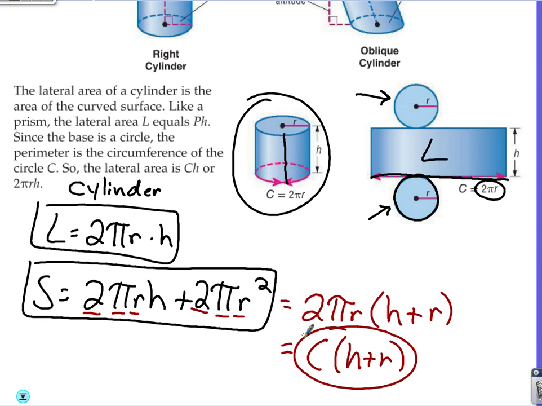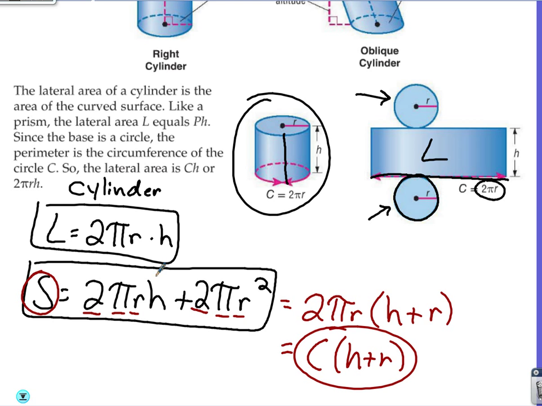There's a formula you never see in books. The circumference times h plus r. We just derived that formula. You can find the surface area of a cylinder by finding its circumference, taking its height and radius and adding them together, and then just multiplying it by the circumference. That's weird. I know that's odd. That's totally off the wall, but I just want you to know we used a little bit of algebra.